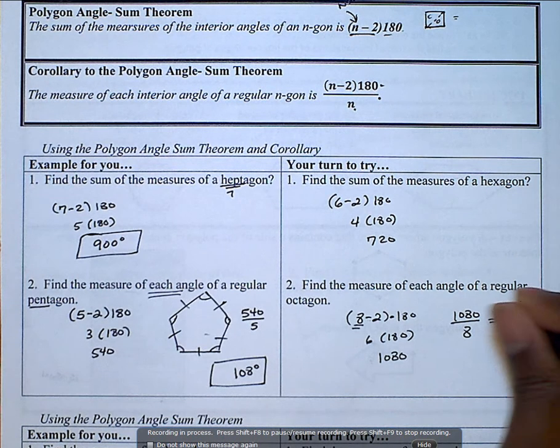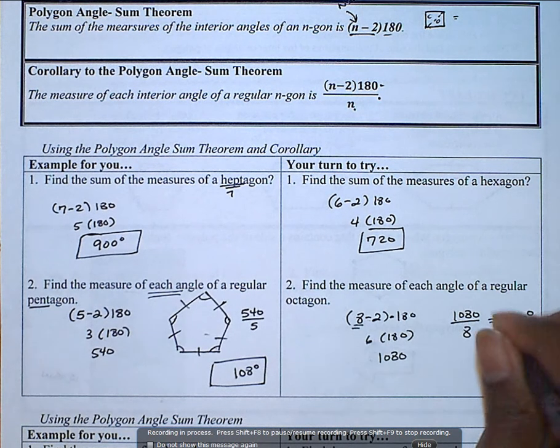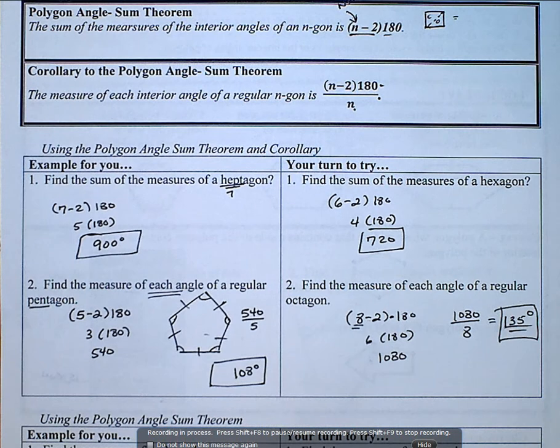Okay? Hopefully you got those right. Alright, now here's how we're going to use this polygon angle sum theorem. This is how we can do it. We can find the measure of each angle of a polygon if we have enough information. So here's an example.